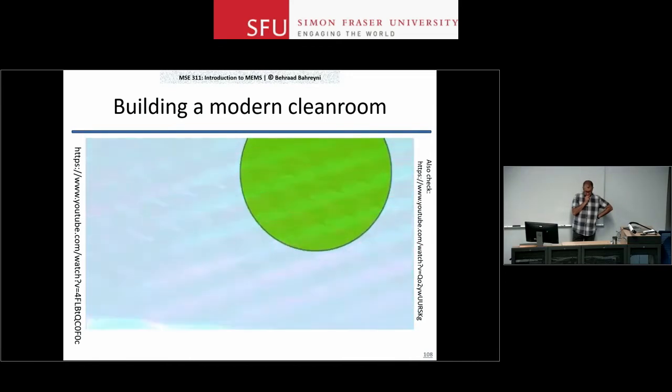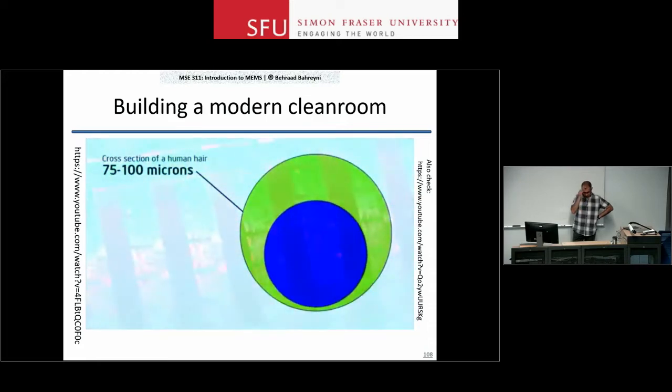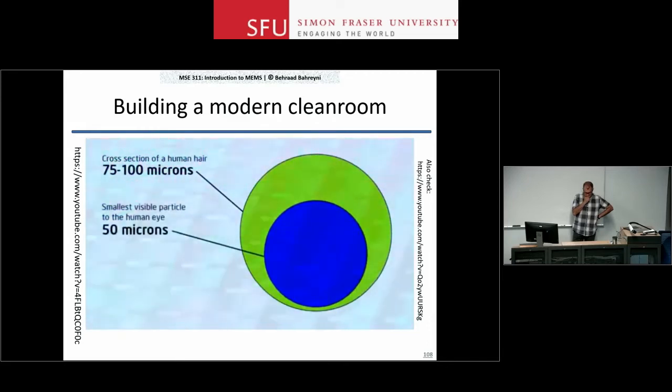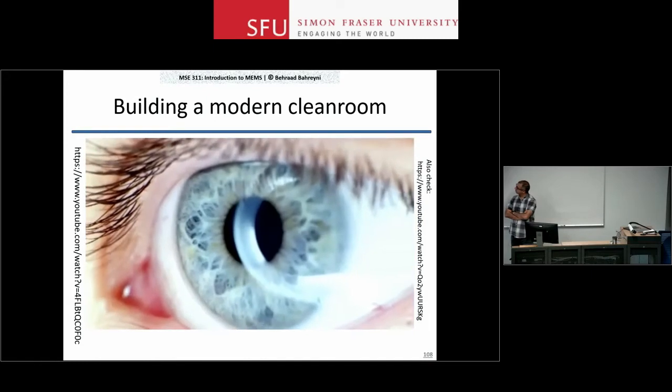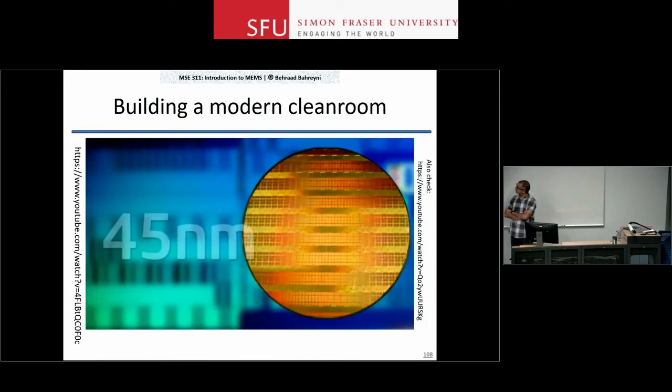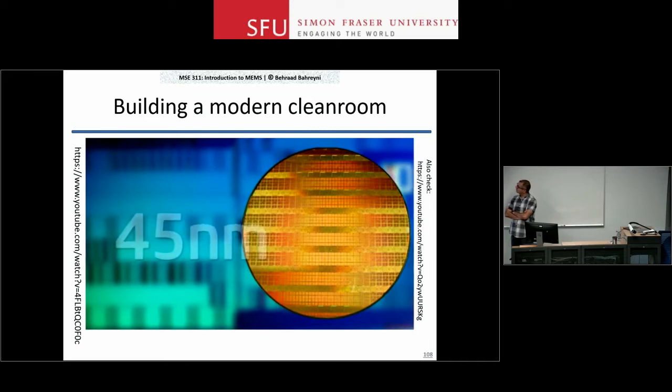Consider this. This graphic represents a cross-section of a human hair, which is about 75 to 100 microns in diameter. The inner blue circle represents the limit of detection that the human eye can see, 40 to 50 microns in size. The black dot represents the fab construction certification, 0.5 microns, roughly 80 times smaller than what is visible to the human eye. Fab 32 builds microprocessors with features that are only 45 nanometers wide.